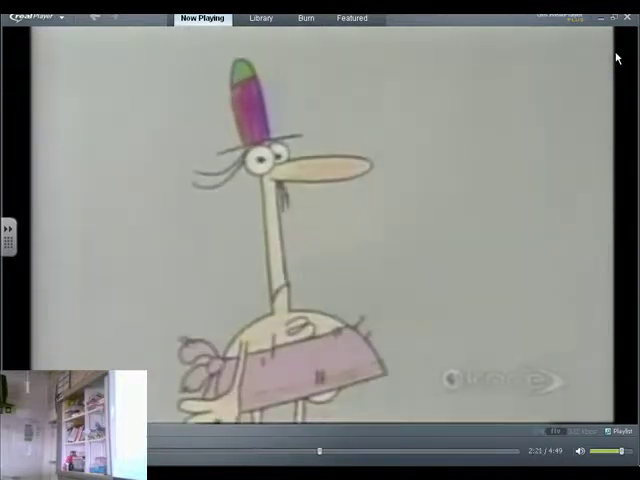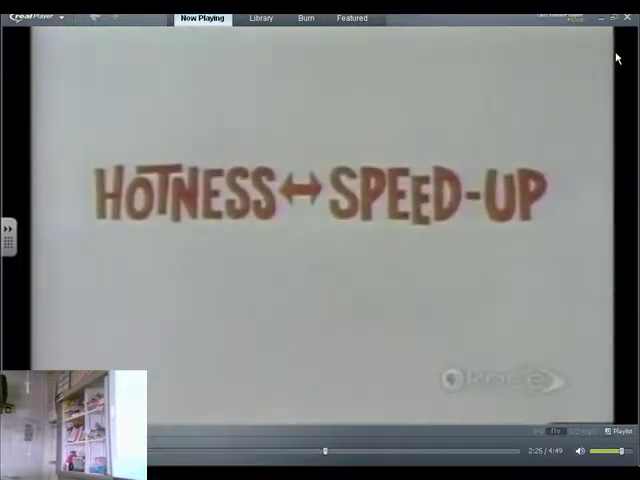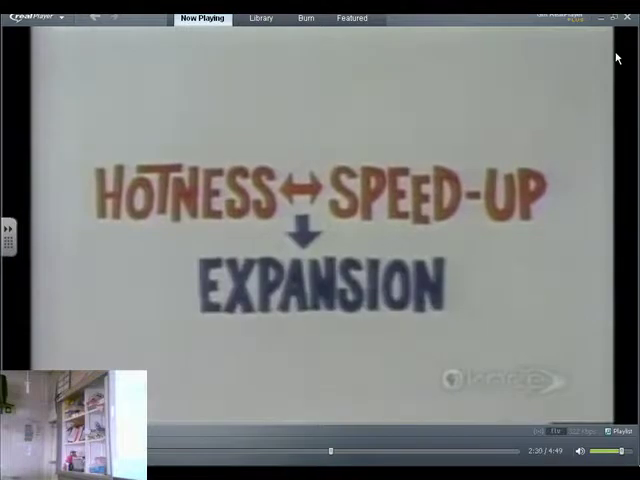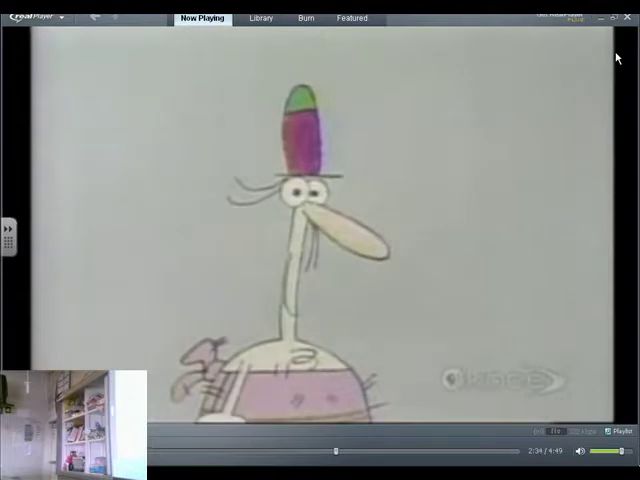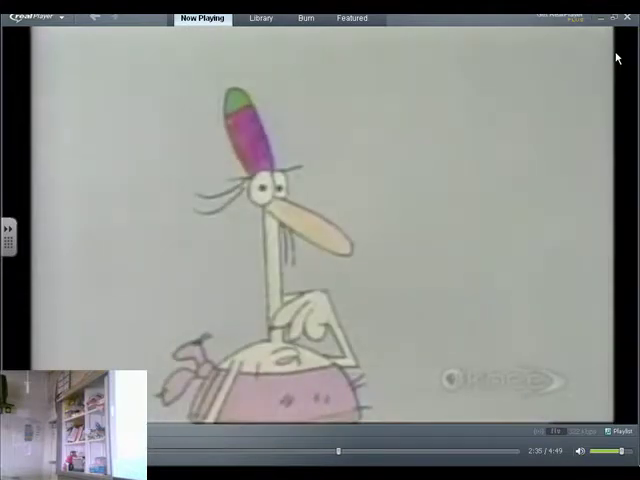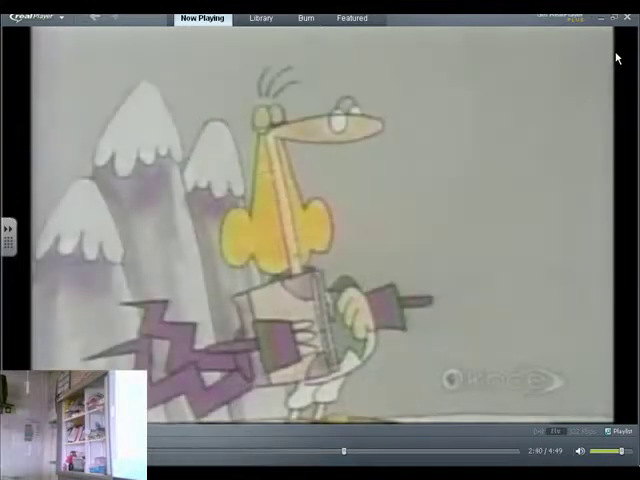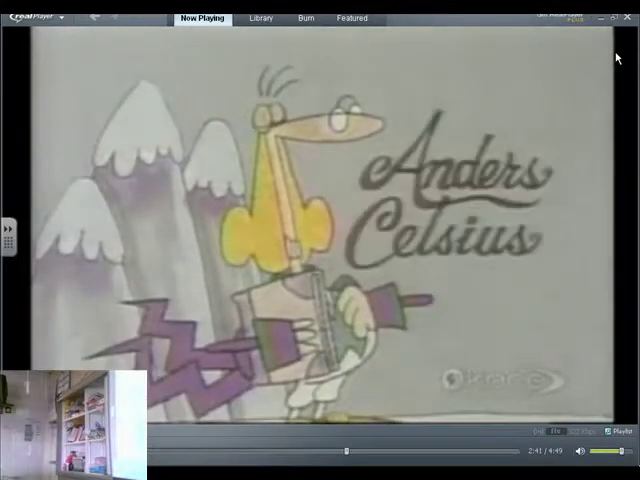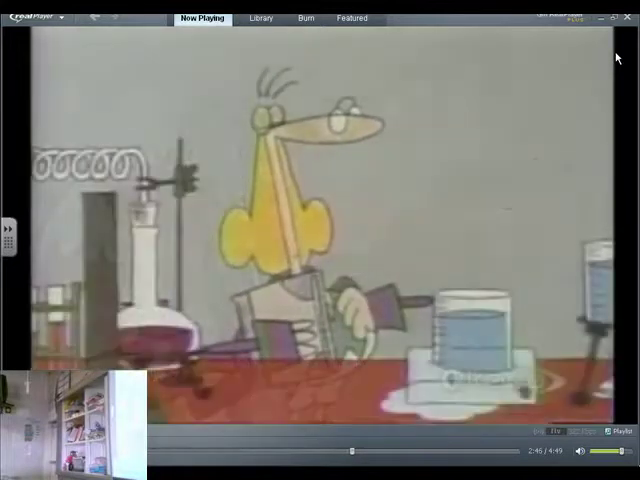Wait a minute. There's something else we know about hotness. It not only causes a speed up of molecules, but this speed up causes matter to expand. So we could measure molecule speed indirectly by measuring the effect of that speed, the expansion itself. And that's exactly what a Swedish scientist by the name of Anders Celsius did in 1742.